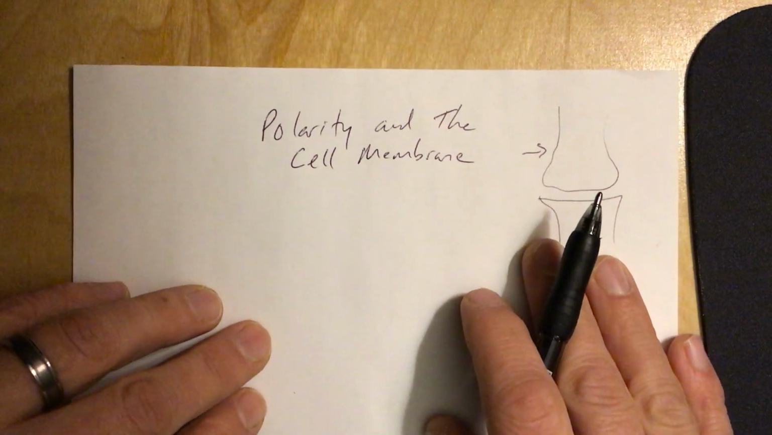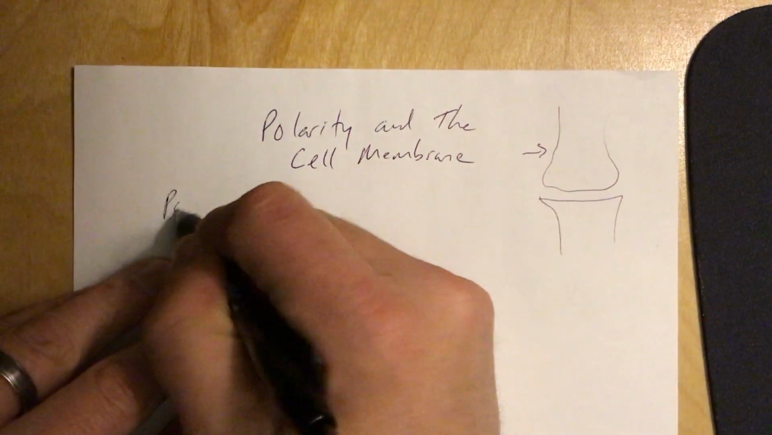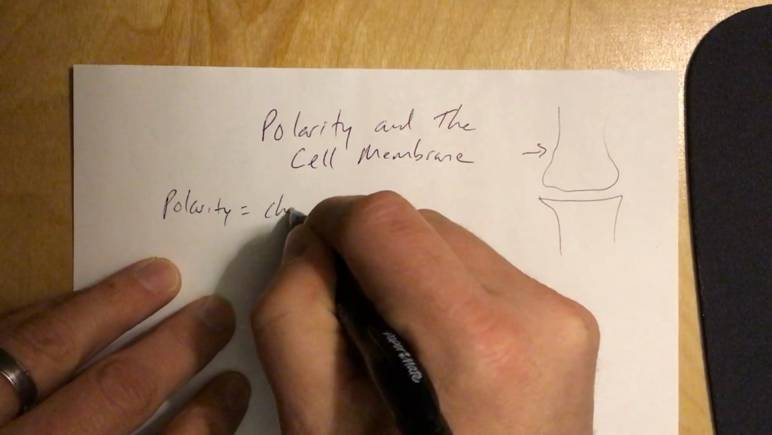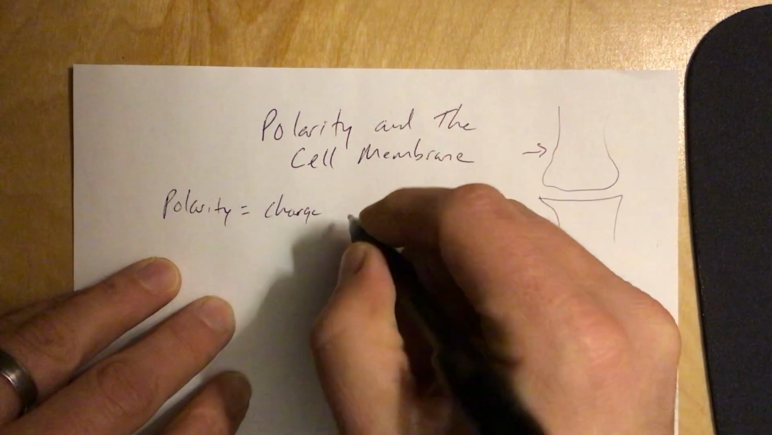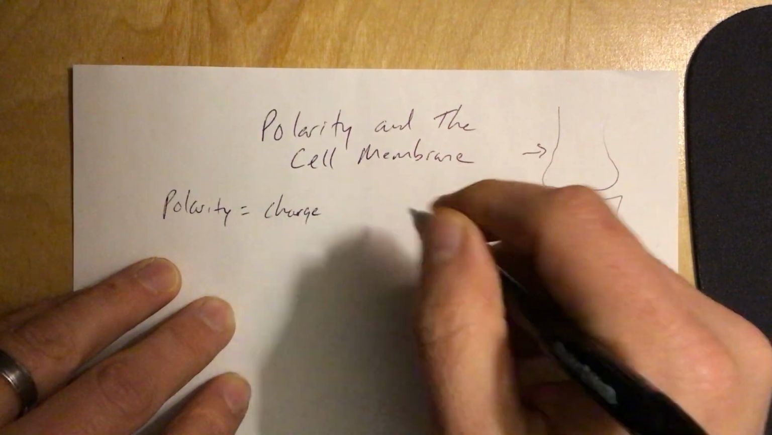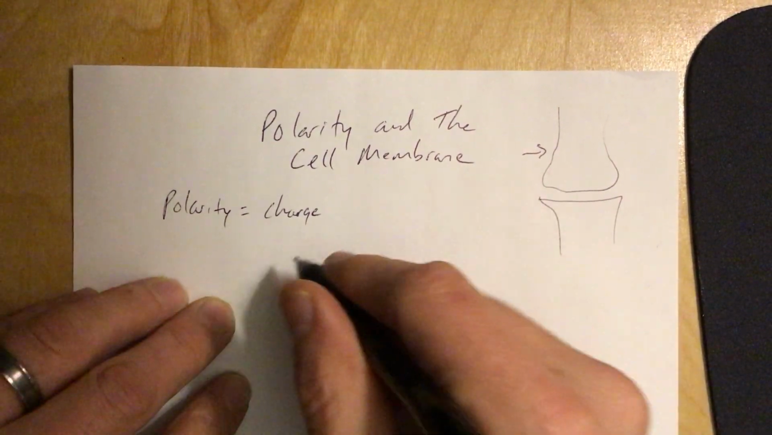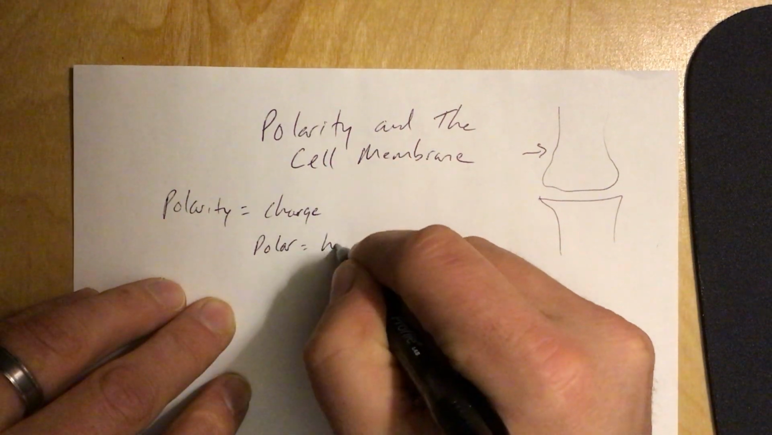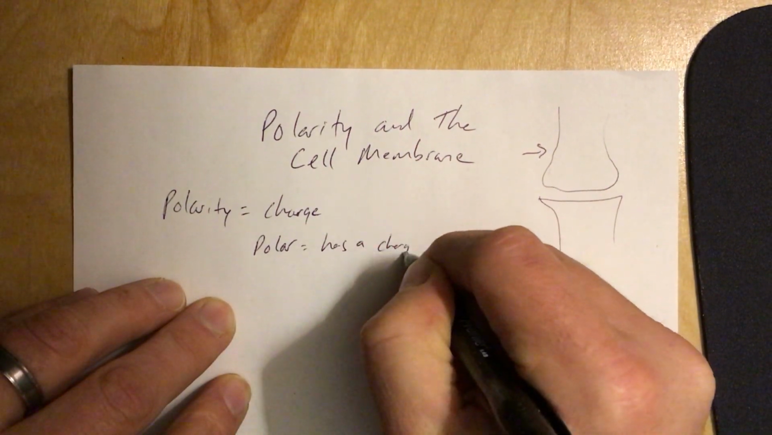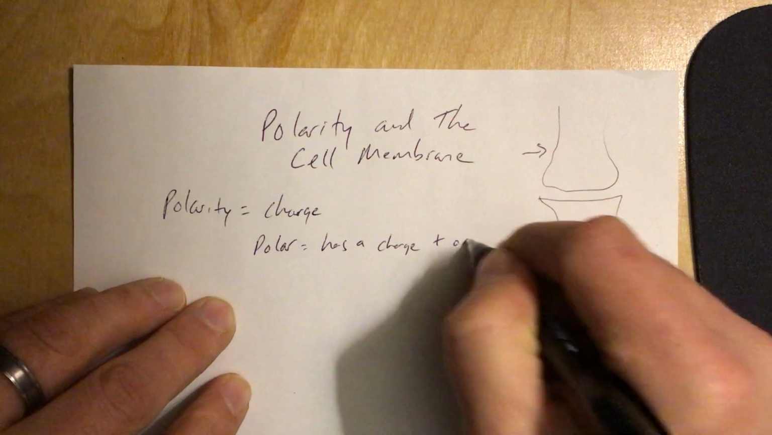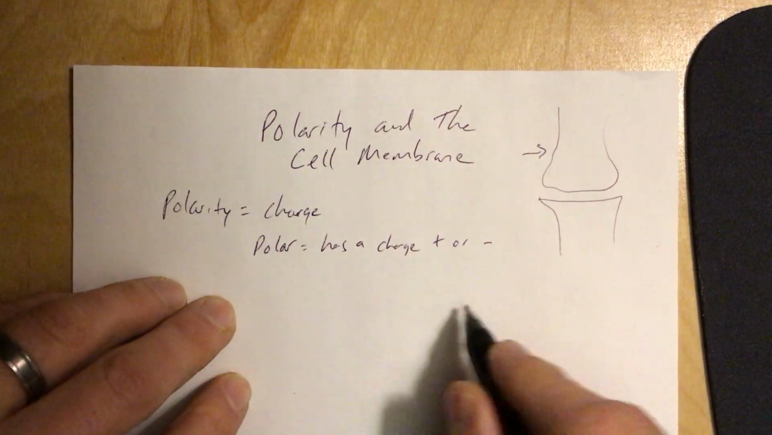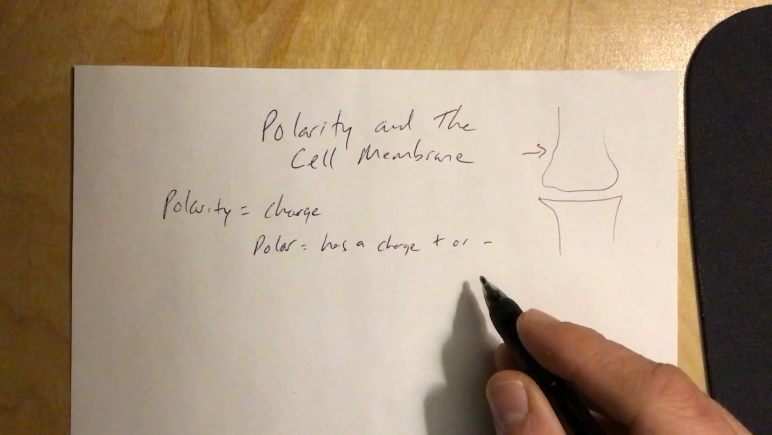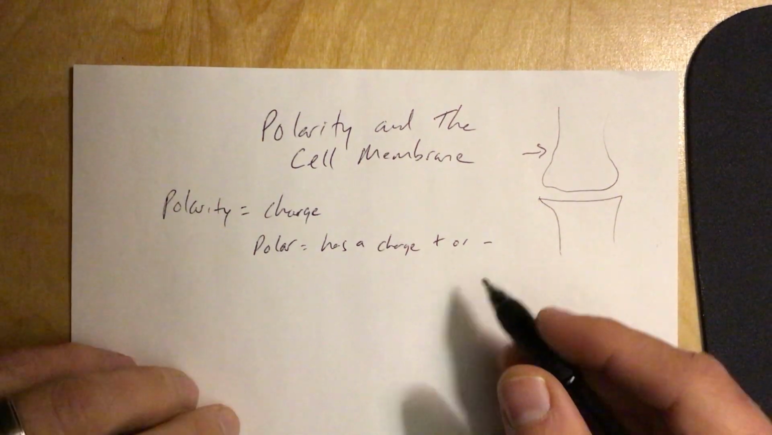So, what does that mean? Polarity essentially equals charge. Okay? So, if something is polar, it has a charge, either positive or negative. And it doesn't have to be completely charged like an ion. Sometimes it can just be partially charged.